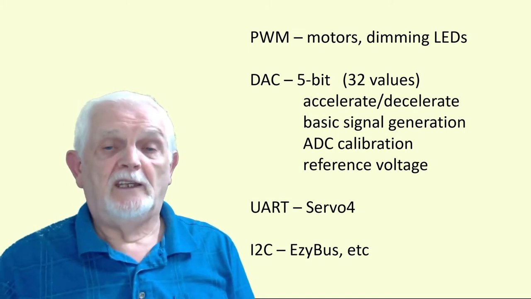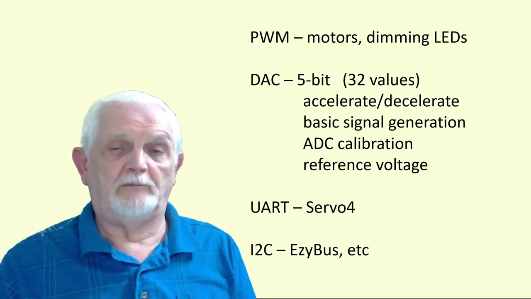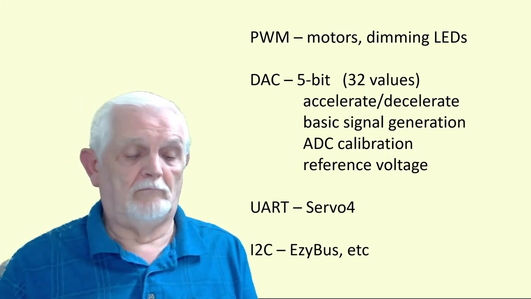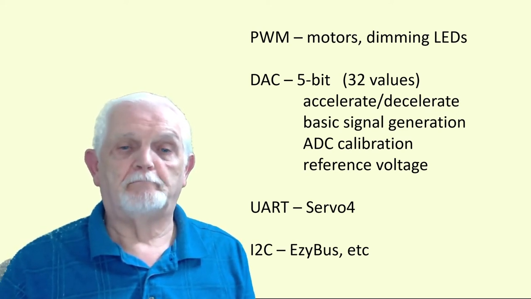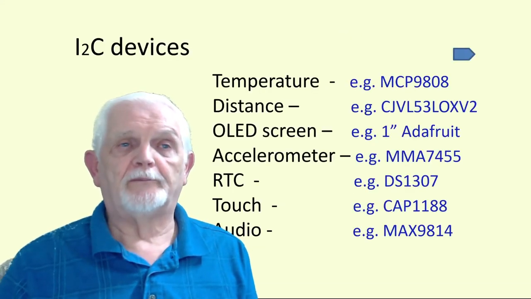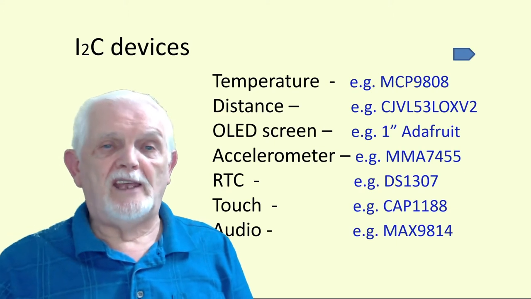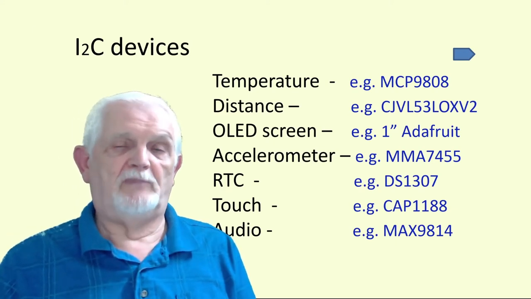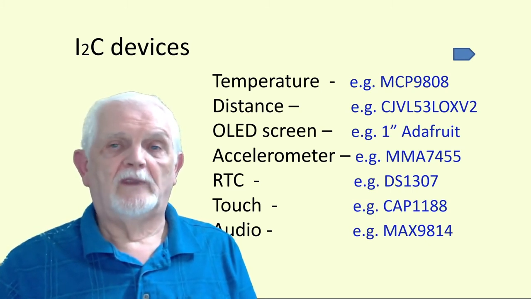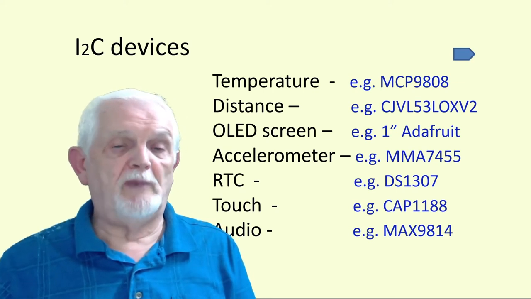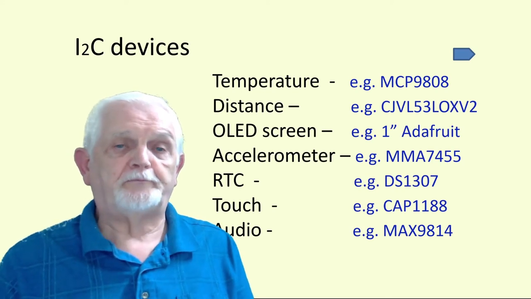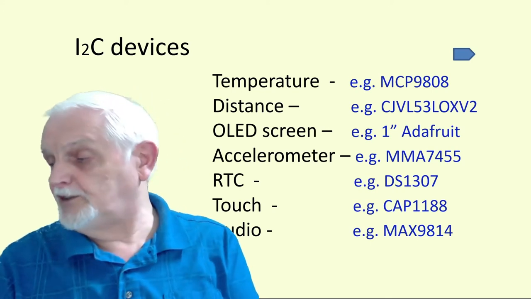The I2C is what I use for the EasyBus system, but it's also available obviously in the PIC versions. I2C is especially valuable because you can connect multiple devices into that chip from now on. You can do temperature sensing. You can do distance sensing. I should mention, by the way, you don't have to write all this down ever because it's getting recorded and it'll be available. You can connect OLED screens.